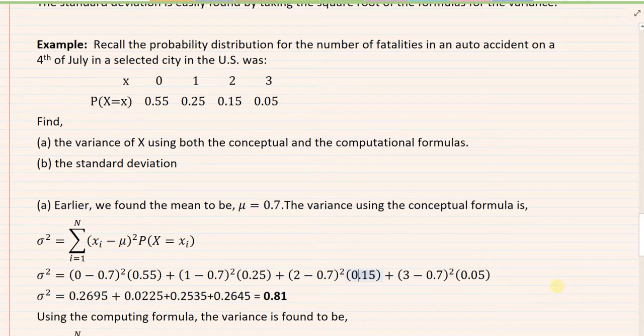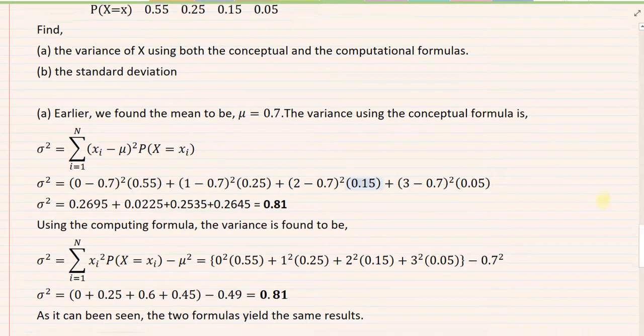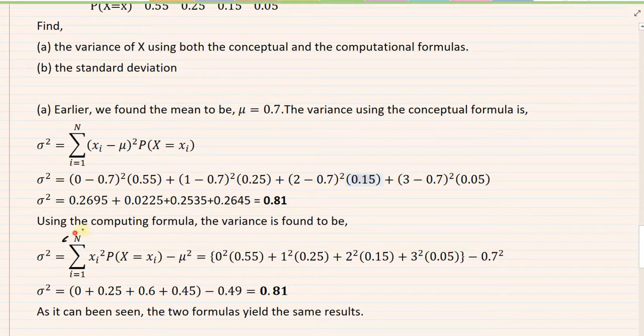The units on variance are in square units, so we don't like that. We're going to take the square root of it and change it into standard deviation, and then we will interpret that. Now, using the computing formula, you do this portion of the formula first, that part.